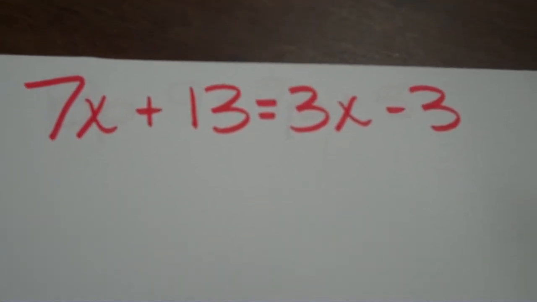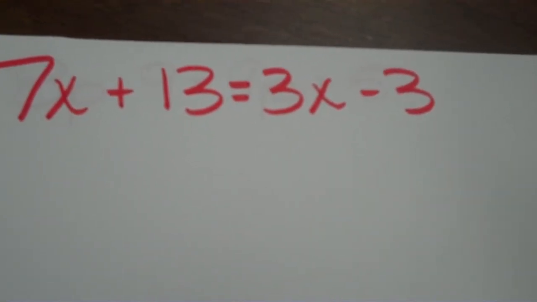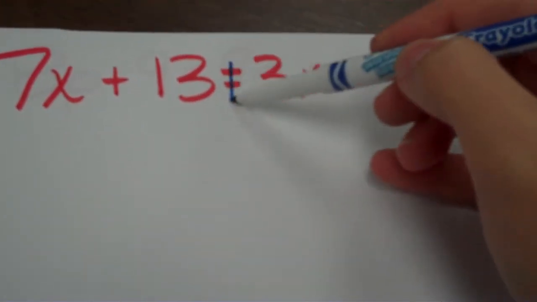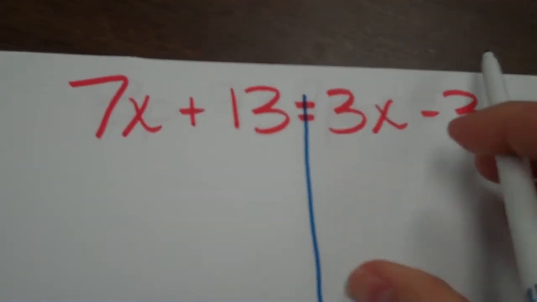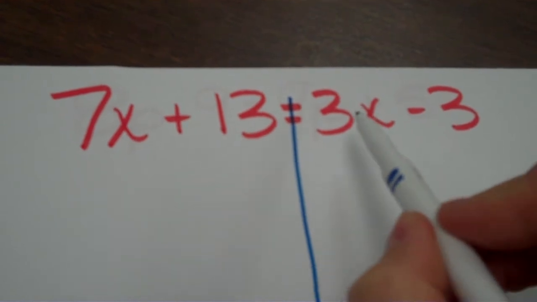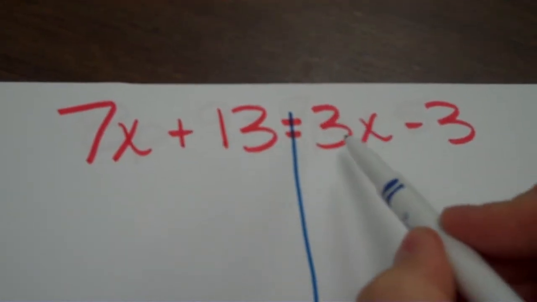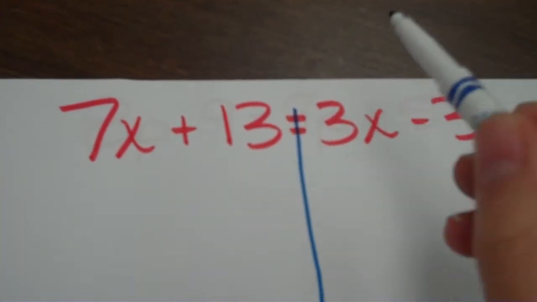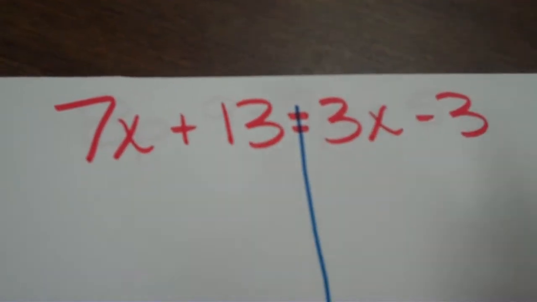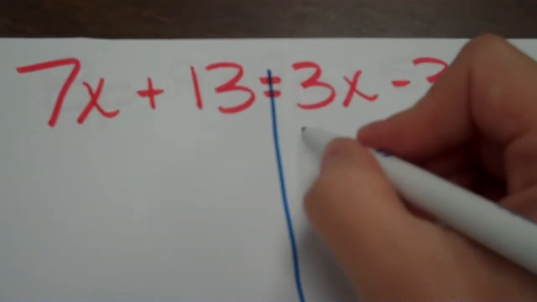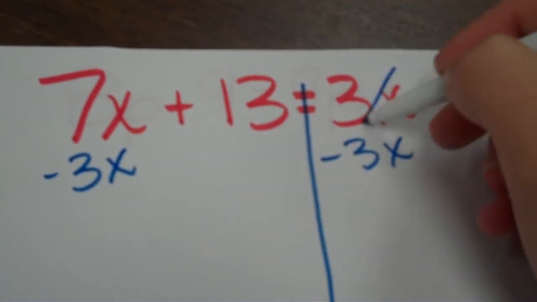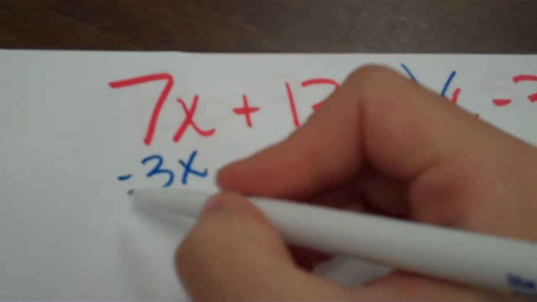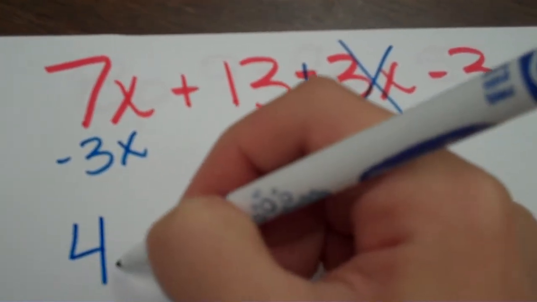So go ahead and write this problem down. 7x plus 13 equals 3x minus 3. And go ahead and draw your line all the way down. Okay? Remember we need to get my x's together. Remember, it doesn't matter if you move left or if you move right, but math people tend to move left. So the opposite of a positive 3x is negative 3x. Okay? These go away. 7 minus 3 is a positive 4x.